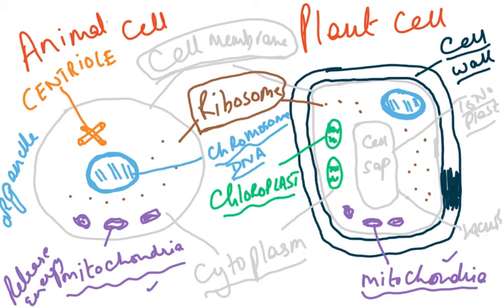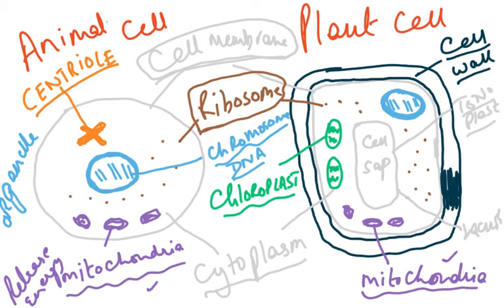Then the third difference is that there is a structure known as centriole, and these are two rod-shaped structures at right angle to each other. And this is called the centriole, and these are only present in animal cells. So here are some of the similarities and differences.